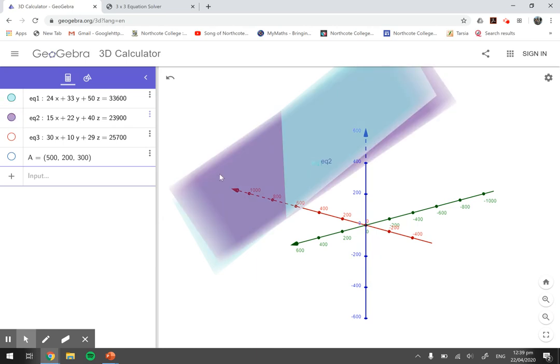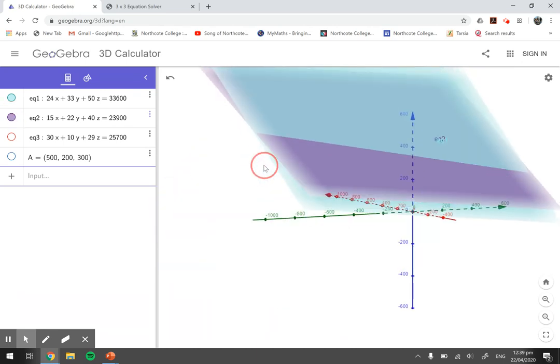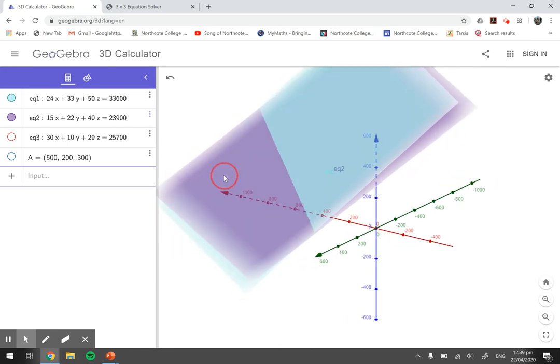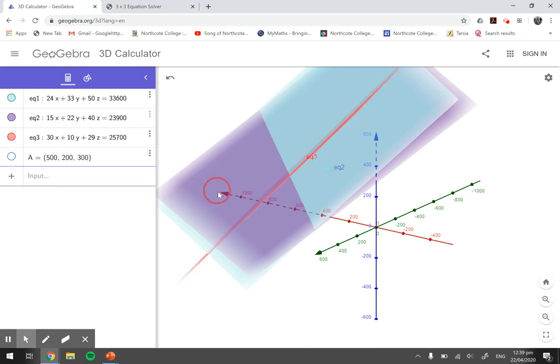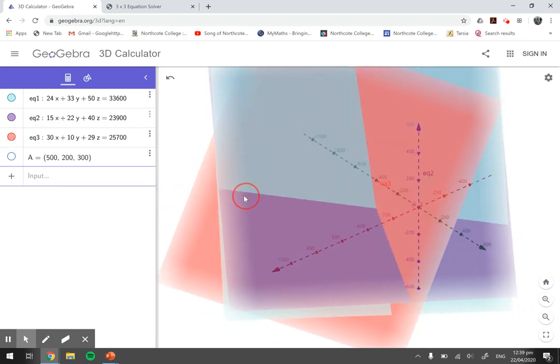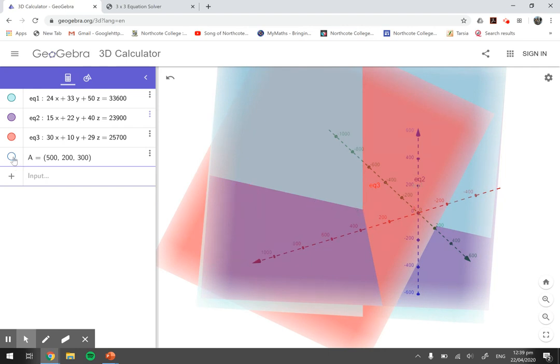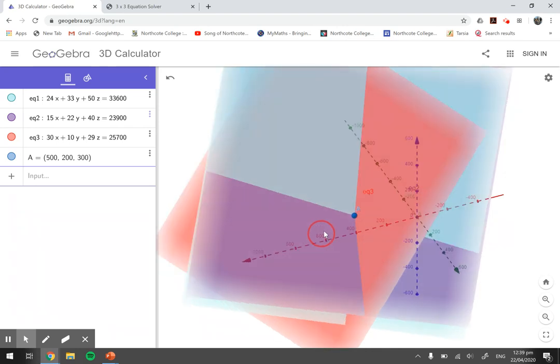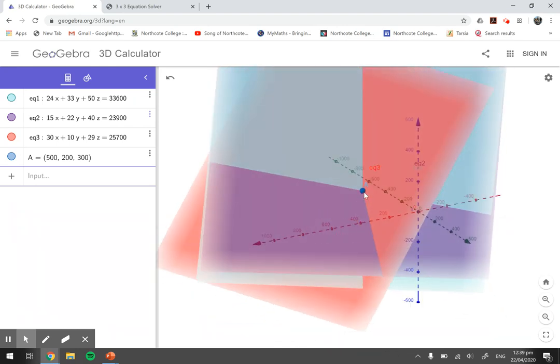I can put in day 2, and as you can see, there is a bit of an overlap. There is a line going across where they intersect. So any coordinate on that line will satisfy equation 1 and 2. And if I put in equation 3, there's actually a single point here in the middle, where all 3 of these planes intersect and overlap. And whatever that coordinate is in the middle, that satisfies all 3 of the conditions of each of the equations. And that's what we're looking for.